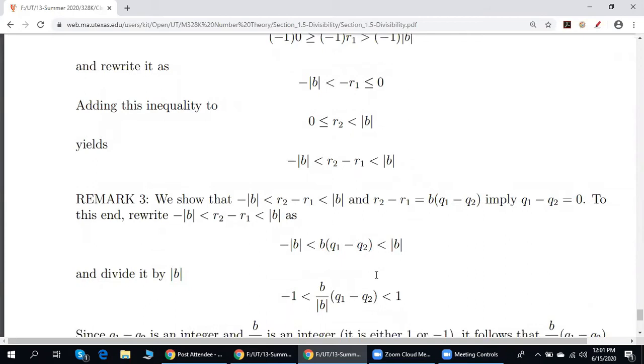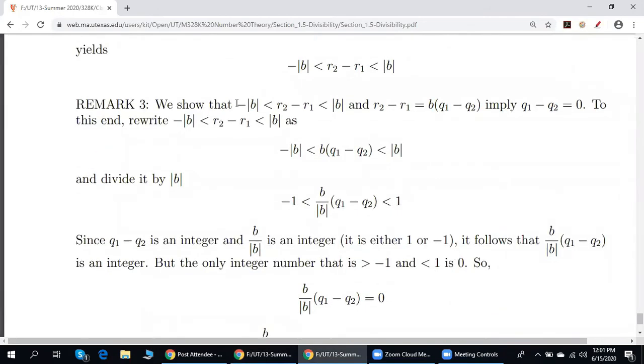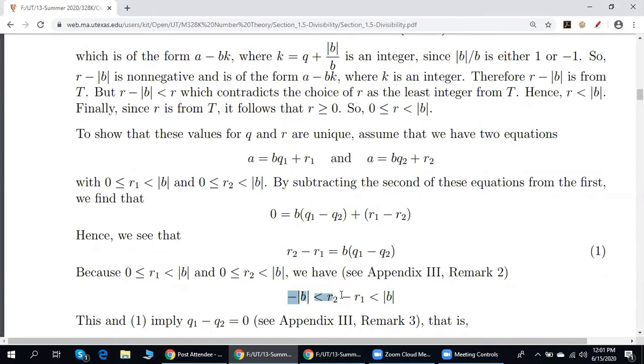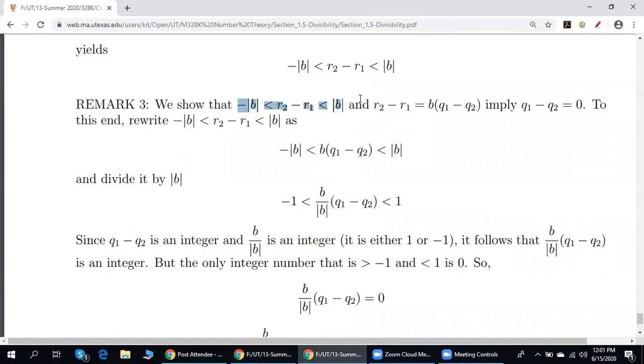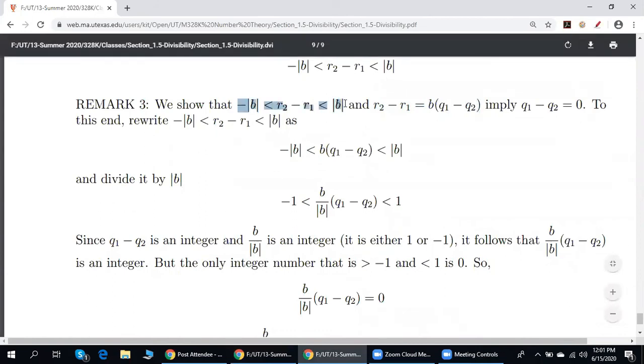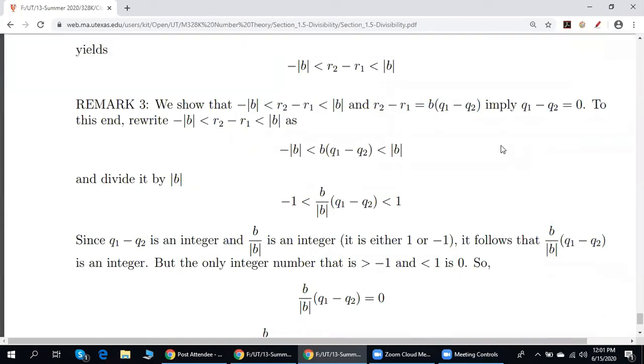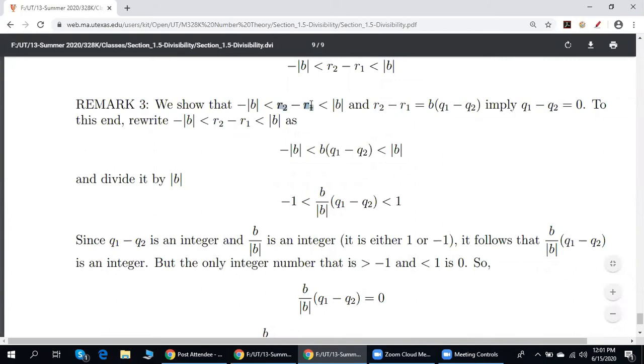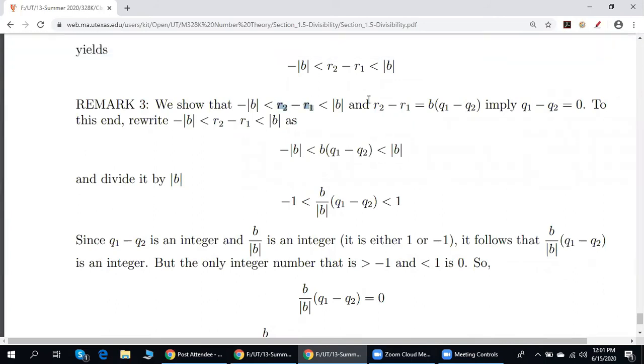Remark 3. So once again, here's what we have. We have this. It's this double inequality. And we have this. It's 1. So let us prove that this and this imply this. Here's how we do it. First of all, let us replace this expression over here by this. If we replace this by this, we get this.